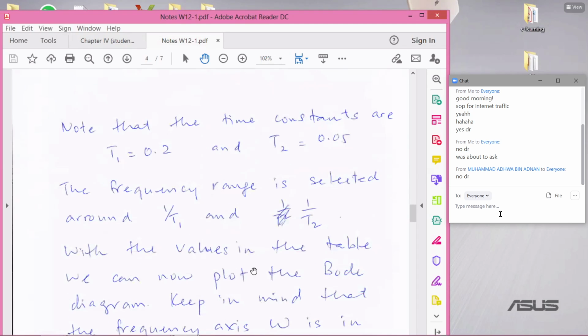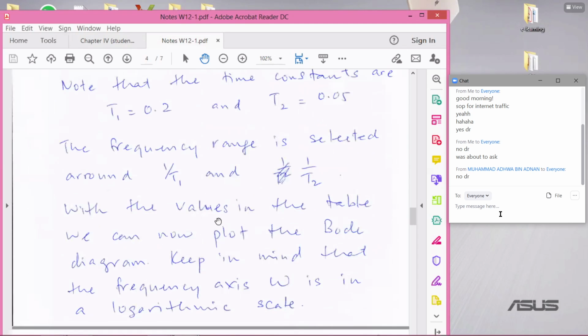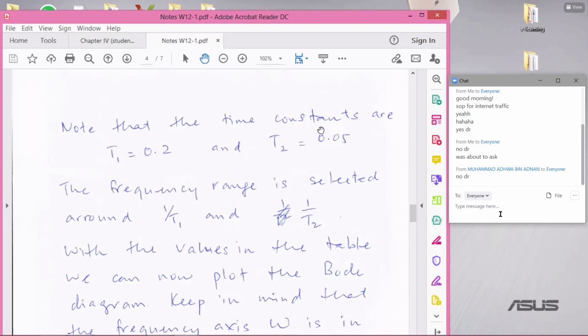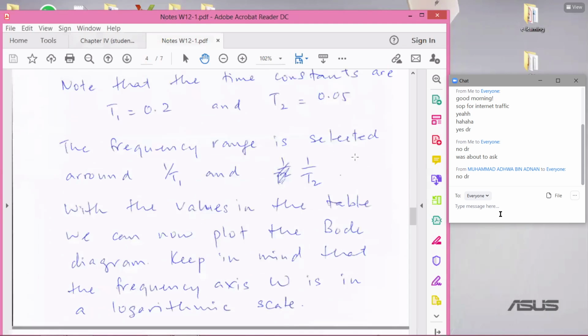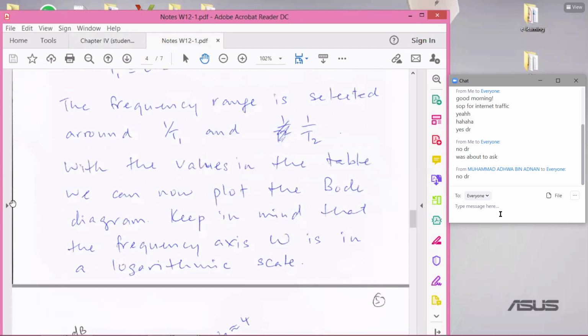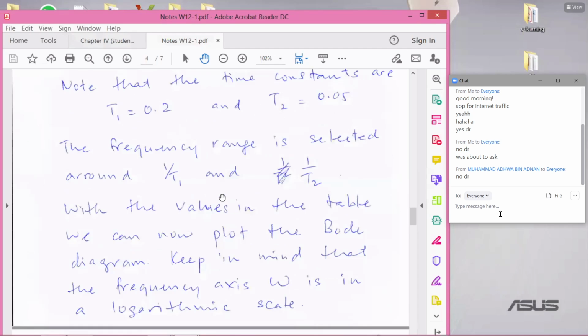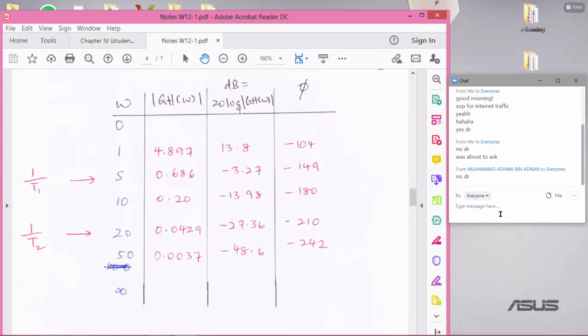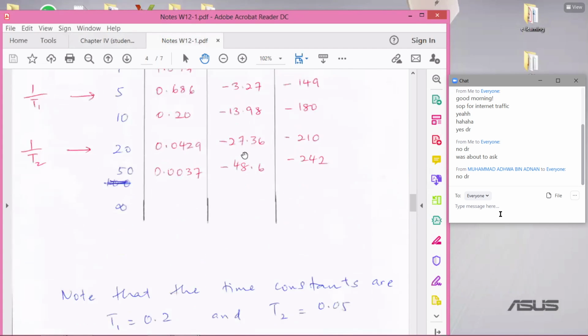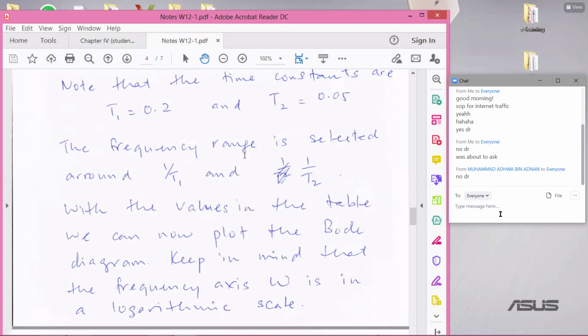Again, there's a reminder here. Note that the time constants are 0.2 and 0.5. So the range of frequency is selected around 1 over T1 and 1 over T2, the same way that we selected frequency for the Nyquist diagram. And with the value of this extra column here, we are now ready to draw the Bode diagram.